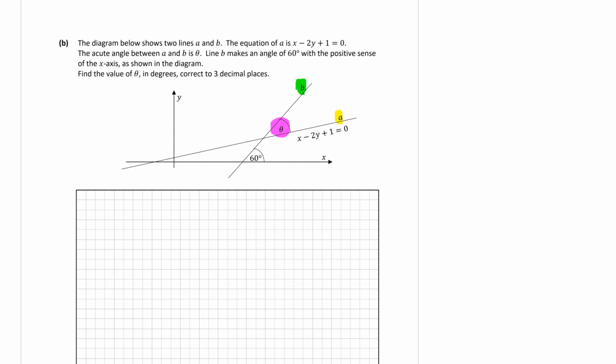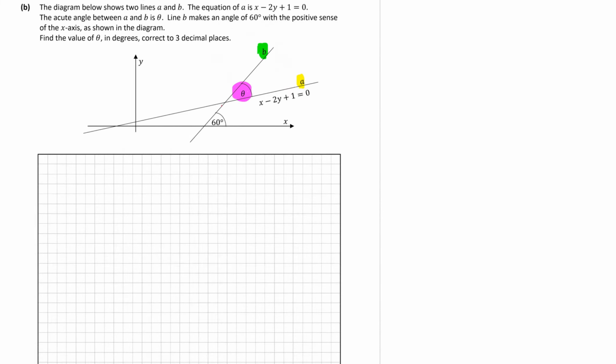Now the slope just tells you the direction that they're going, so the slope always tells you the difference in the y values compared to the difference in the x. So I'm able to use the fact that B has a slope of 60 degrees with the positive sense of the x-axis. So what I could do is work out the slope of B from that.